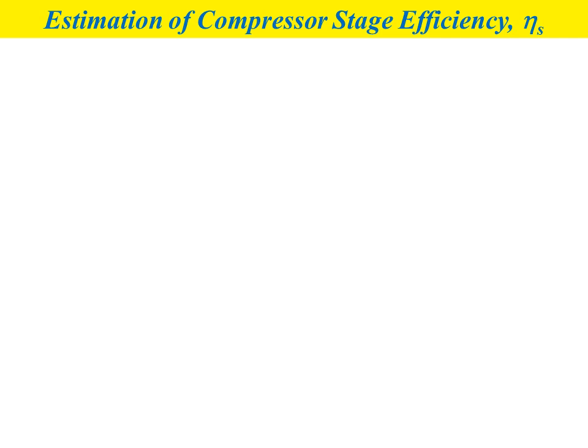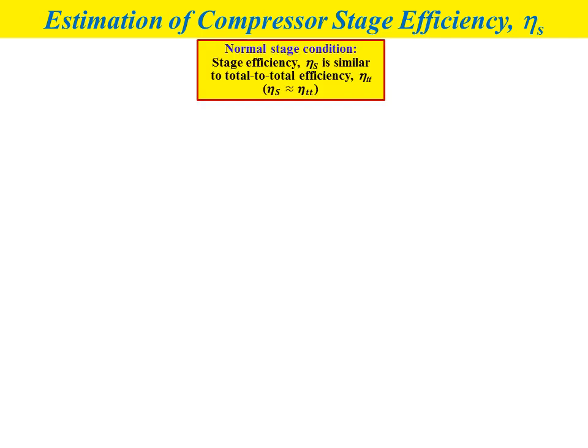Estimation of compressor stage efficiency, mu s. For normal stage condition, the stage efficiency mu s is similar to total efficiency mu tt. So mu s is more or less equal to mu tt. So we can determine the stage efficiency for the compressor by using this formula, where mu tt equals 1 minus delta p naught for the rotor plus delta p naught for the stator, divided by rho h03 minus h01.